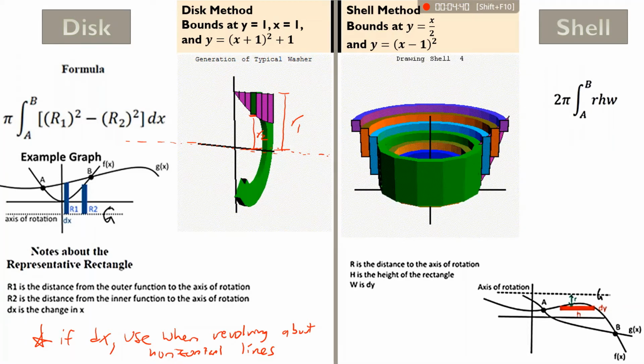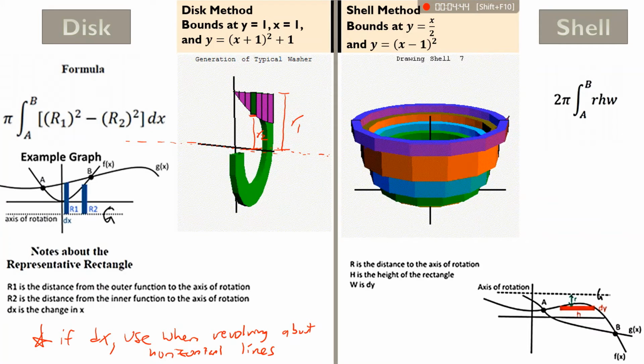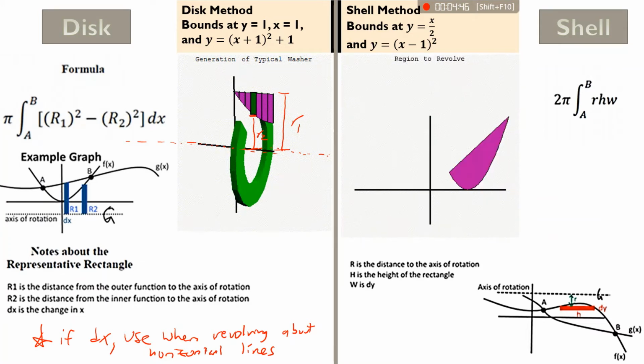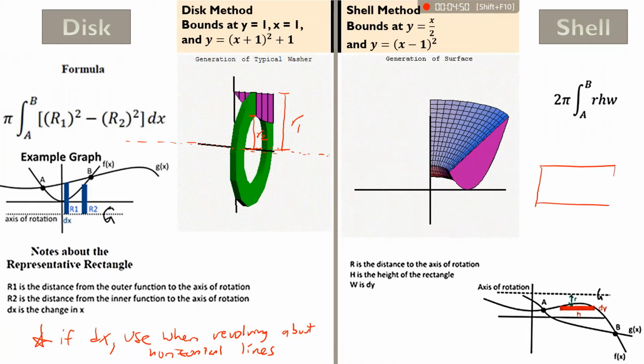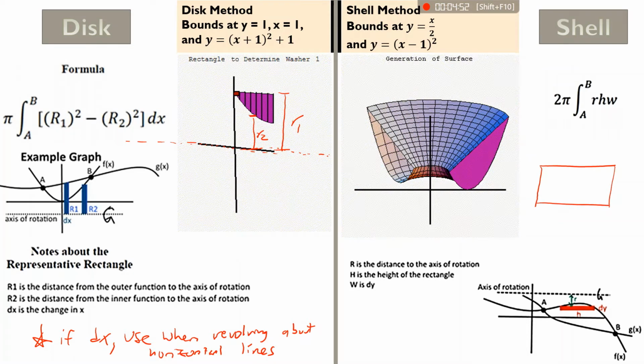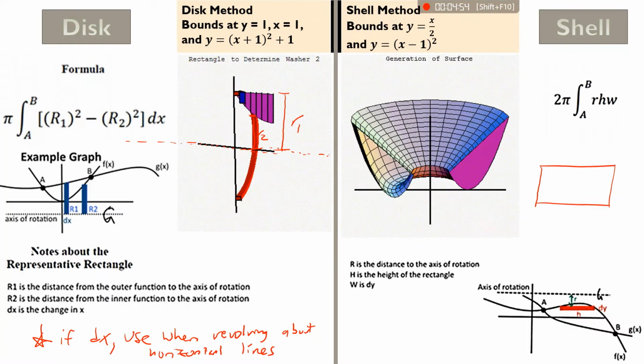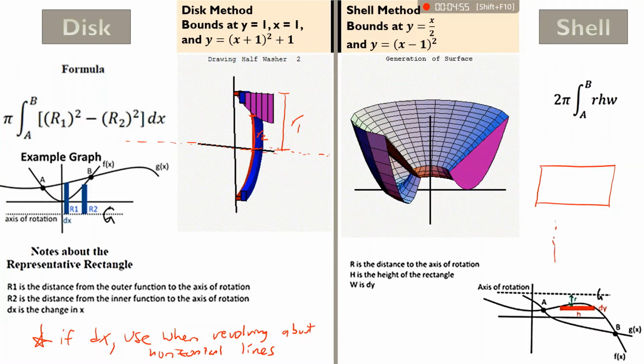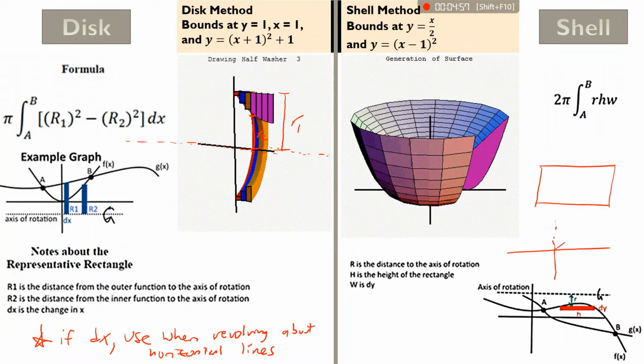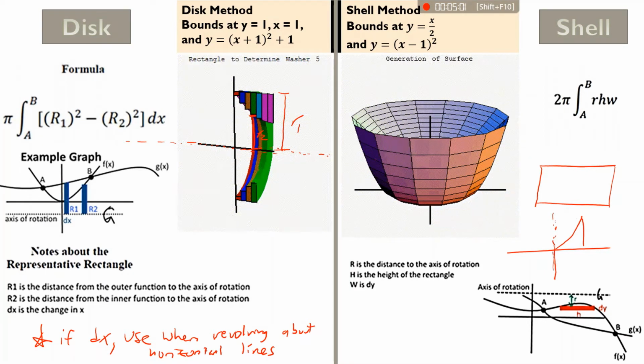No. Shell method. So for shell method, the general idea is this. So if I have a shape like this that I wanted to revolve around a vertical line instead. So I'm going to revolve around the line x equals 0.